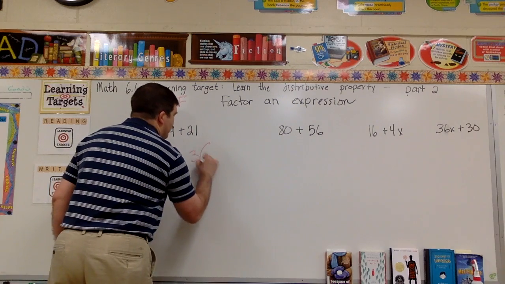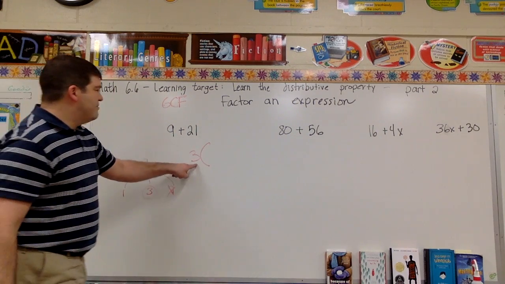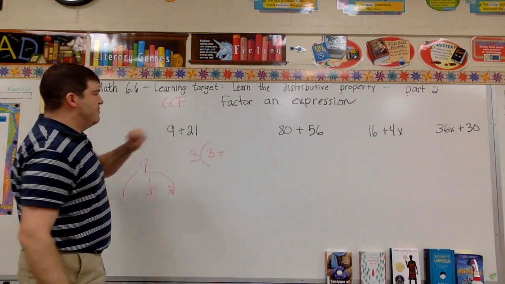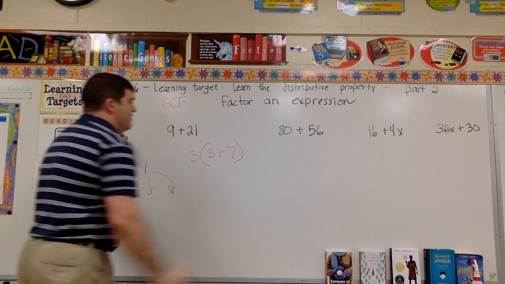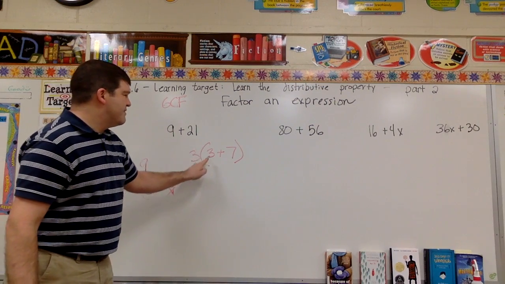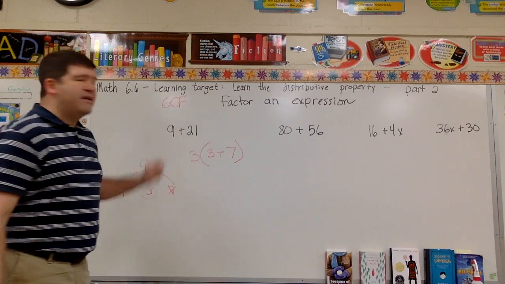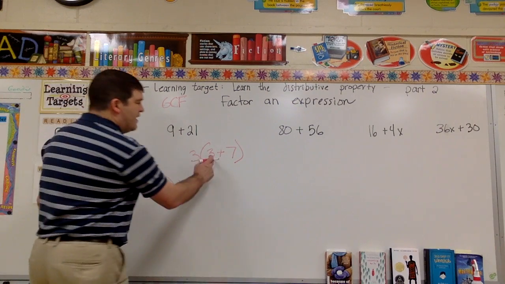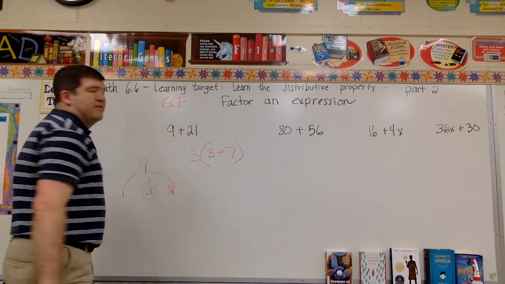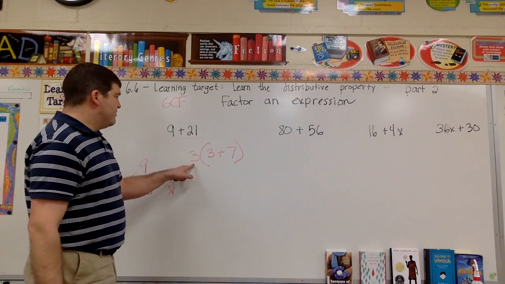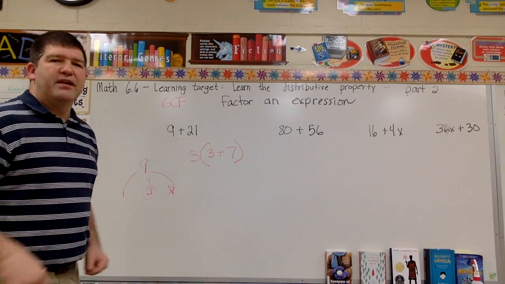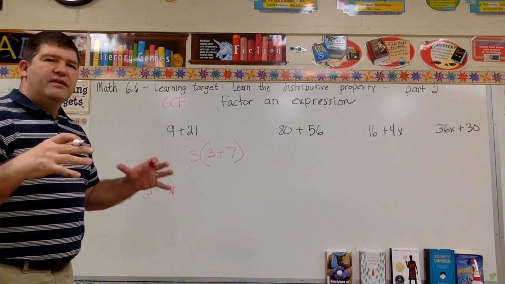I'm going to put 3 right here, parentheses. How many times does 3 go into 9? 3 times. Plus, how many times does 3 go into 21? 7. Okay. So I factored this out. So 3 times the quantity 3 plus 7 is the same as 9 plus 21. Because if I add these, 3 plus 7 is 10, and 10 times 3 is 30, which we know is the same as 9 plus 21. I could do 3 times 3 is 9, 3 times 7 is 21. Okay? I get the greatest common factor, pull it out, and see what I get.